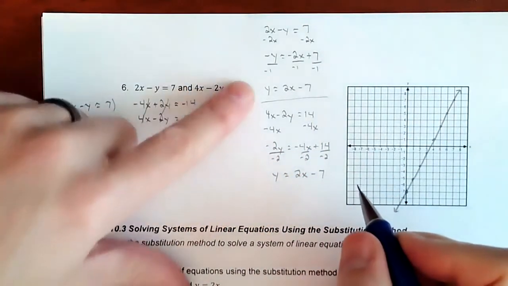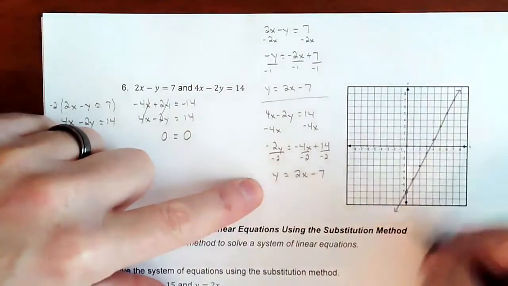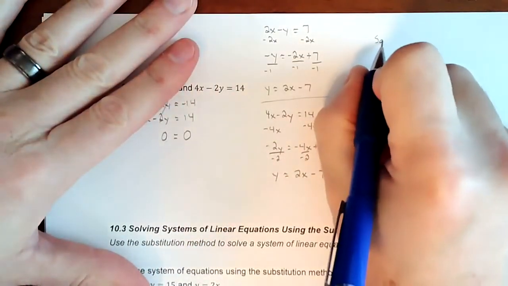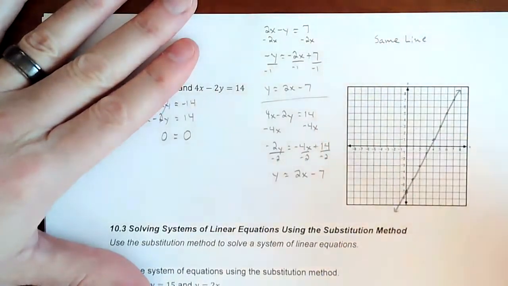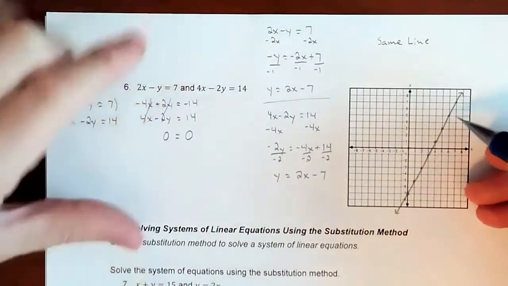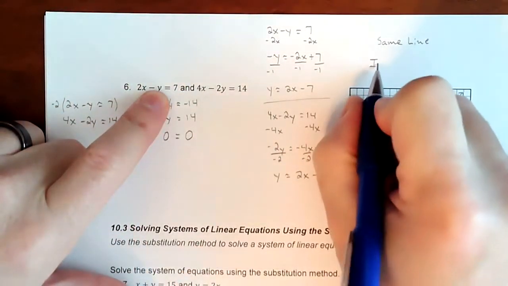So if you notice, it's the exact same equation. If I graphed it, it'd be the exact same line. So we are looking at the same line. And remember that we're looking for what points solve both equations. Well, every point solves both equations, so you actually get infinite solutions.